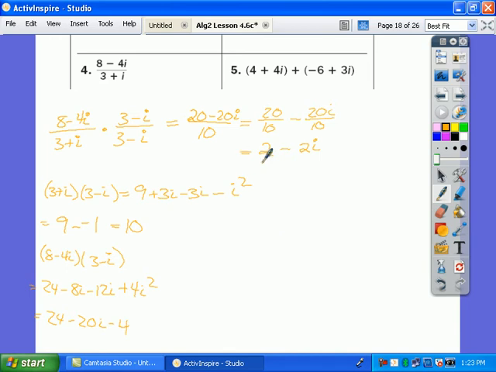Okay. Now, this is for the purposes of maybe like an ACT. You may see something along these lines as one of your solutions, and so you'll have to take it that next step.